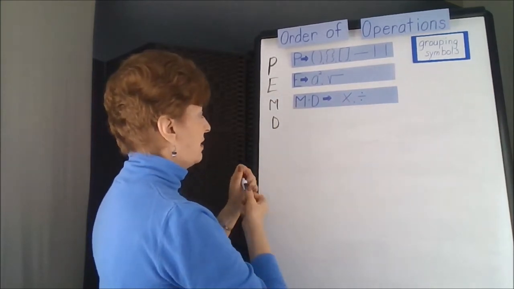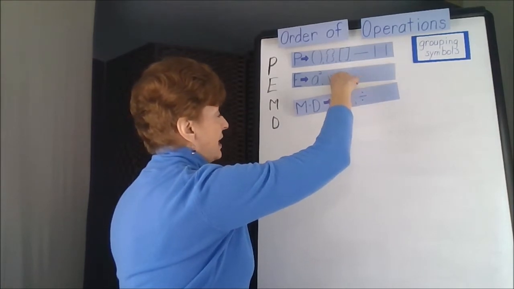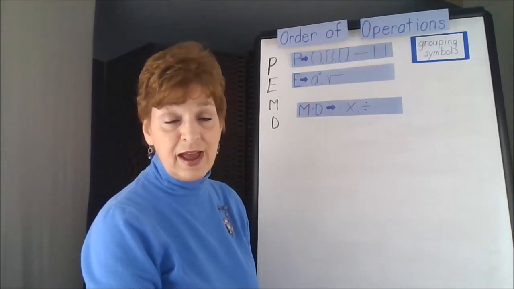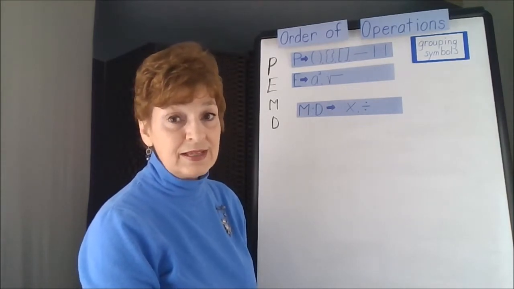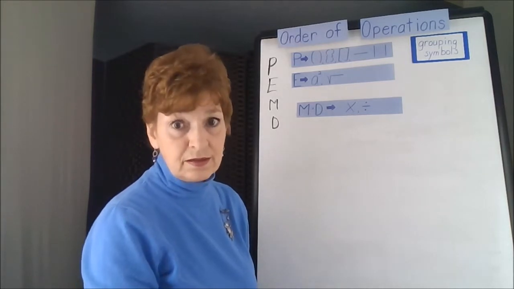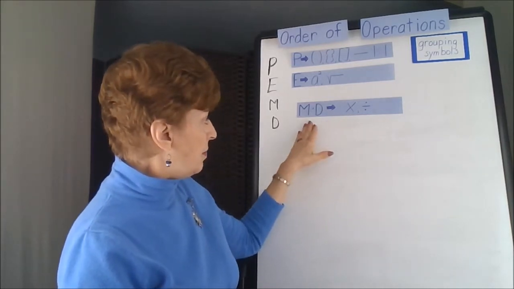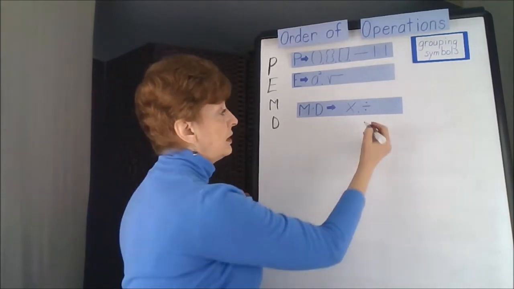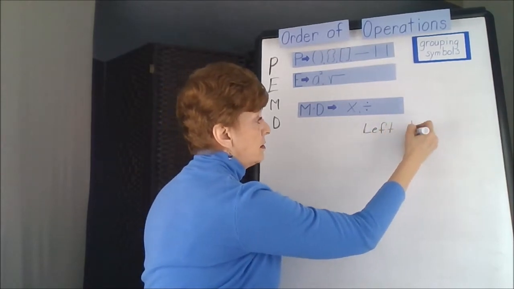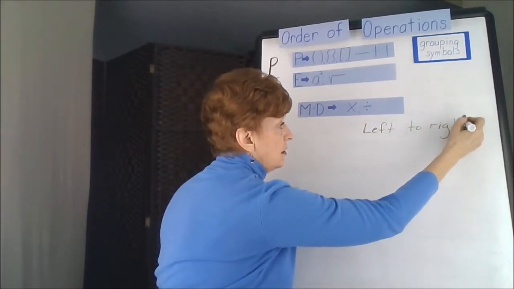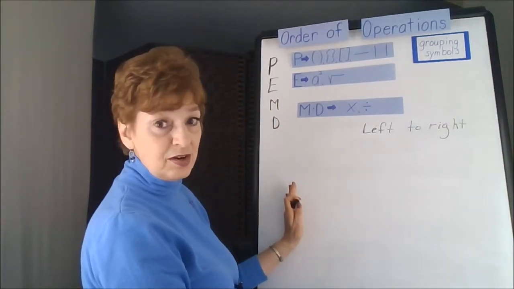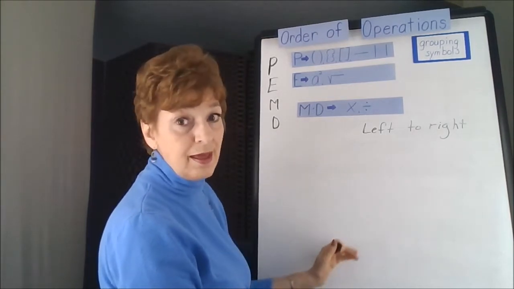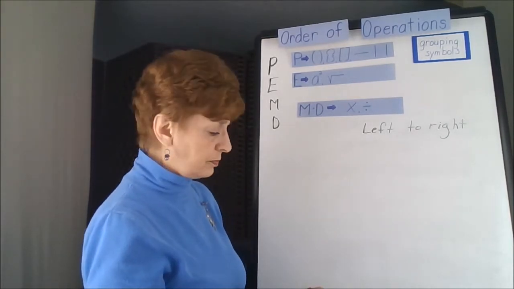Now, multiplication and division can be done at the same time. They're opposite functions anyway, your multiplication facts and your division facts, and they have the same importance to each other. So you're going to basically do any multiplication or division, but you're going to have to do it from left to right. So you'll start over here on this side of your problem and then just work it across, doing multiplication and division as you come to them. That's not too hard to think about.